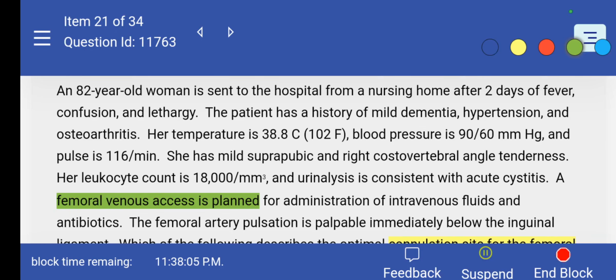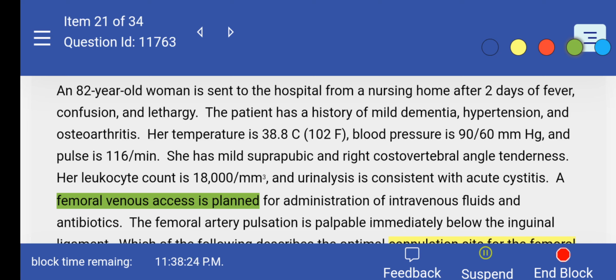From question number 21, right? So we have an 82-year-old woman sent to the hospital from a nursing home after 2 days of fever, confusion, and lethargy. The patient has a history of mild dementia, hypertension, and osteoarthritis.